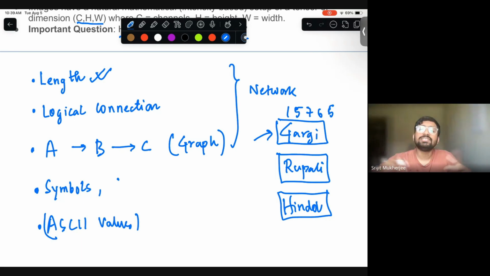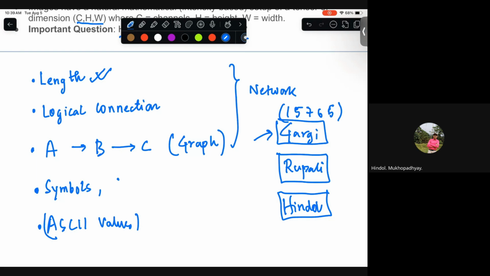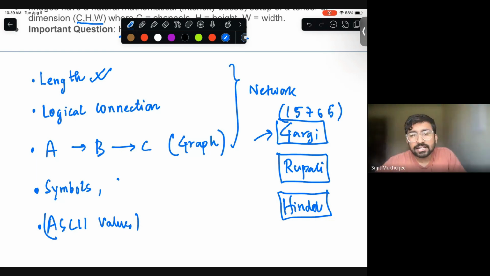No, so I'm just defining, let's say, in increasing alphabetical order. I'm just giving an example, so I'm not going into the depths of ASCII values. What I'm saying is that each word will therefore contain a numerical value, right, Hindol? Yes. So now Gargi, Rupoli, Hindol will have different numerical values, right?